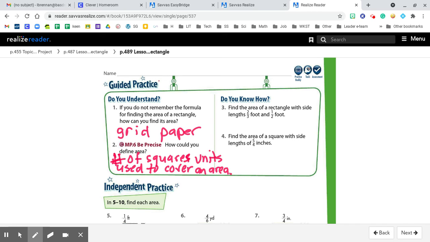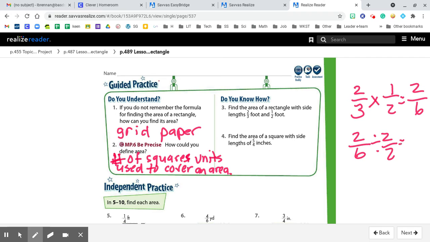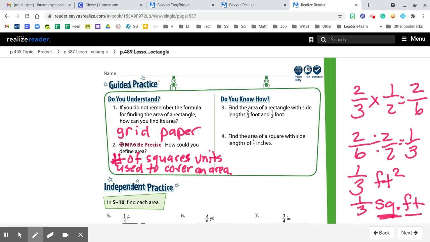Find the area of a rectangle with the sides of 2/3 and 1/2 of a foot. You just multiply, it's 2/6, which reduces to 1/3. So we say it's 1/3 foot squared or 1/3 square feet. They abbreviate square as SQ with a period, and foot is FT.